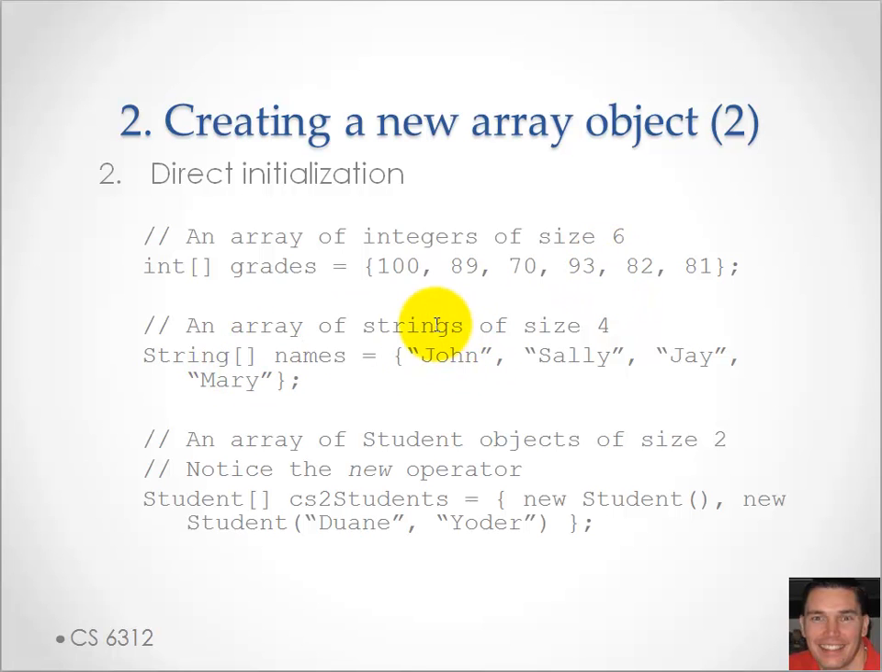Here's another example where I'm putting strings in here, and then here's an array where I'm doing direct initialization where I'm putting student objects within this array here. Notice because they're student objects, I have to actually allocate my student object. So here's a new student, here's another new student. So I put 2 student objects into this array here.